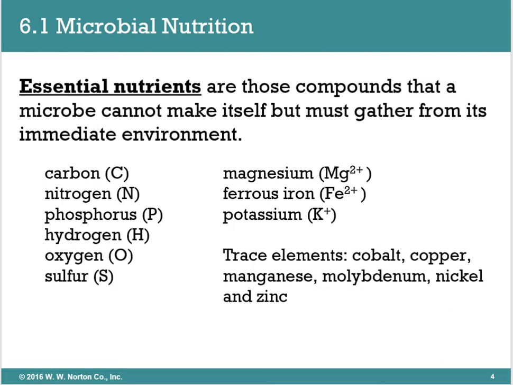Essential nutrients are the compounds that microbes cannot make themselves, and they have to gather from their environment. These are just some of the basics. There are also traces of additional cobalt, magnesium, nickel, and zinc. But the big players, guys, are carbon, nitrogen, phosphorus, hydrogen, and oxygen. Those are the biggest players that they can gather very easily from their host, such as us. Just know that there are essential nutrients that a microbe has to have, just like us. What makes them essential is that the bacteria cannot make it themselves.